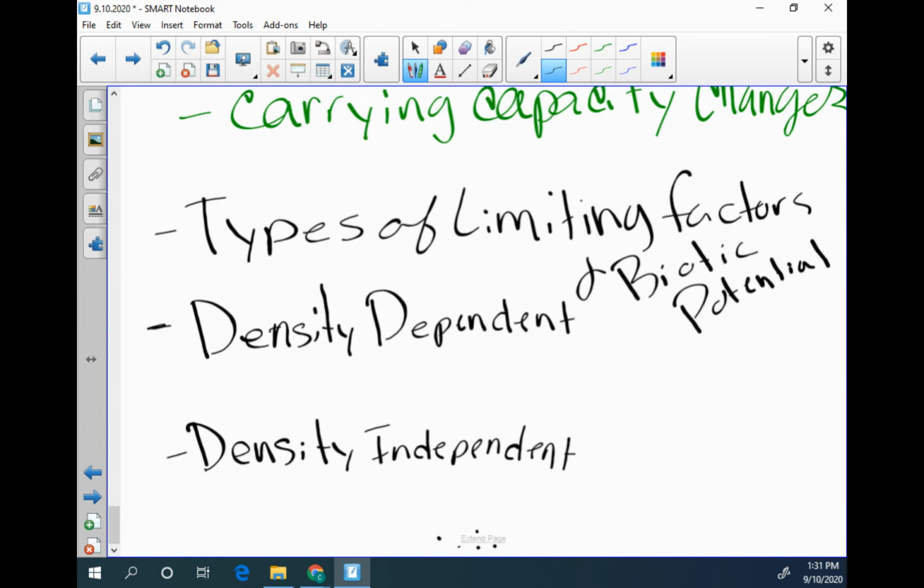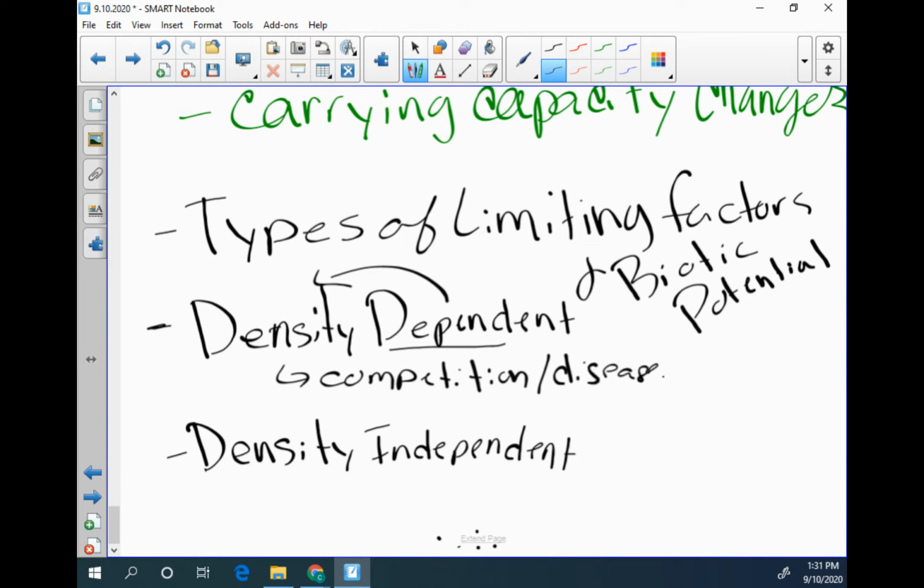So density dependent factors depend on density. That's like competition or disease. If there's a lot of a population, there's a bunch of organisms packed together, a disease is more likely to transmit through there and it'll take a bunch out. So the bigger the population, the more likely it will have an effect. Competition's the same way. The more organisms that live in an area, the more likely they will have to compete for resources.